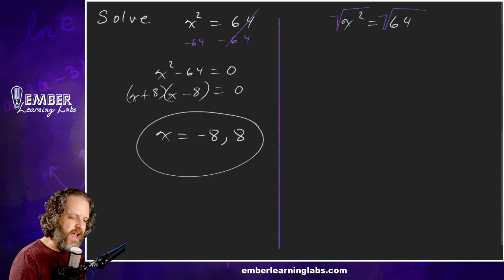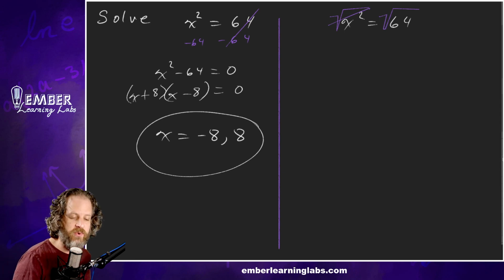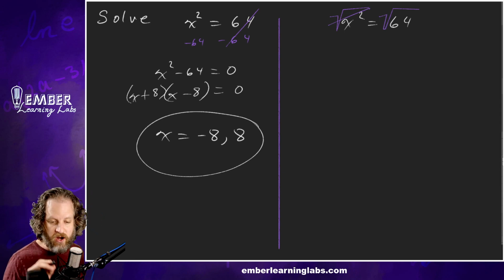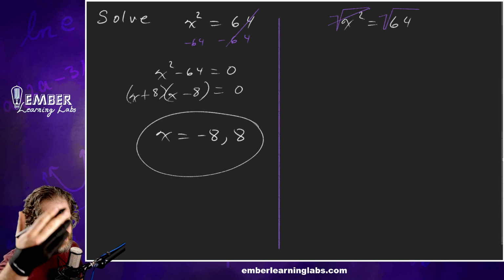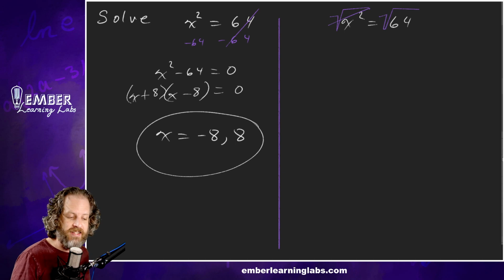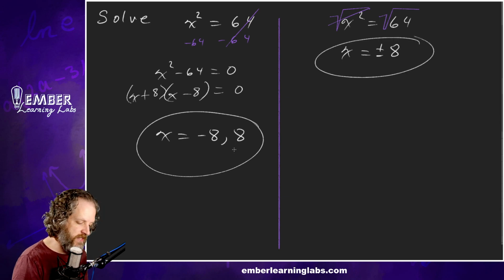Now, here's the trick, and here's what you have to remember, right? Because the square root of 64 is 8. But the thing that you have to remember if you do it this way is if you take the square root, or in fact any even root, 4th root, 6th root, 8th root, etc., right? So if we take the square root of both sides, then your answer is going to be plus or minus. x equals plus or minus 8, right? Which is the same as this.